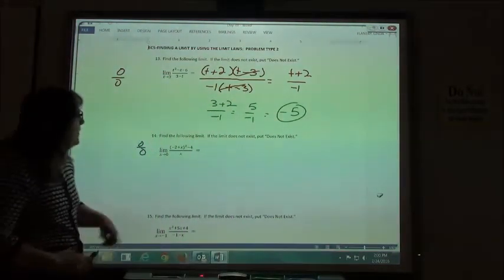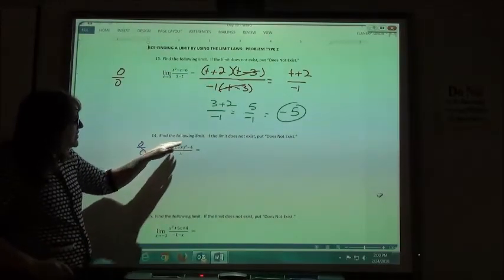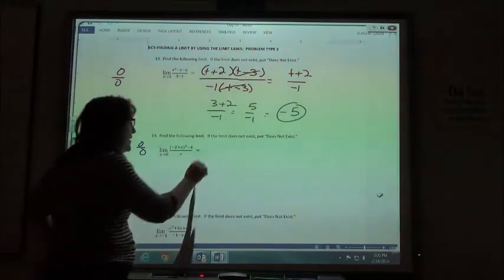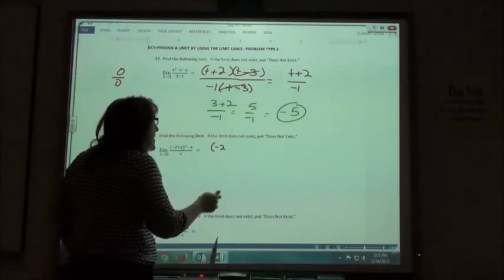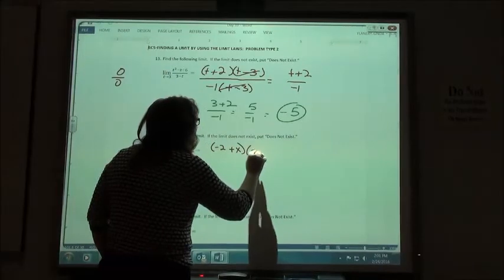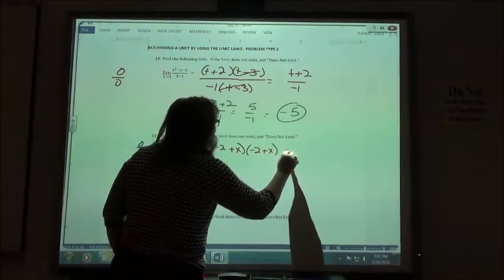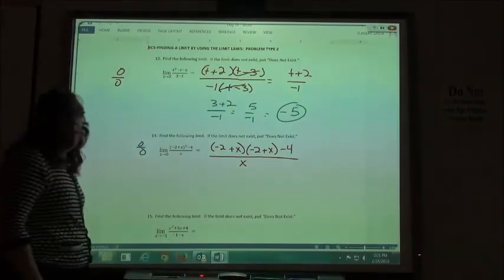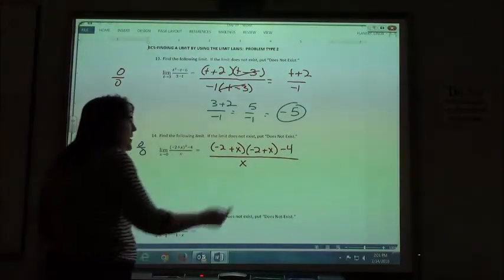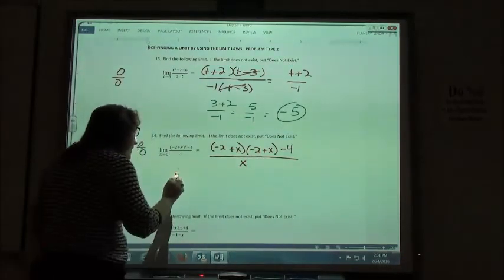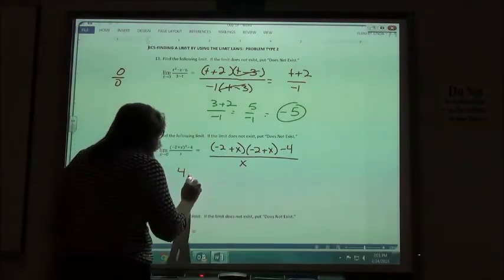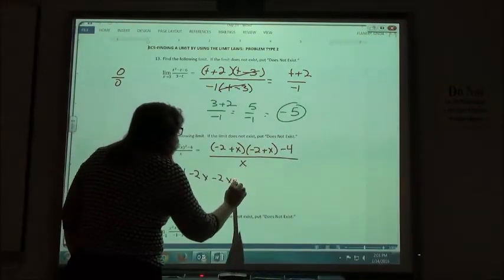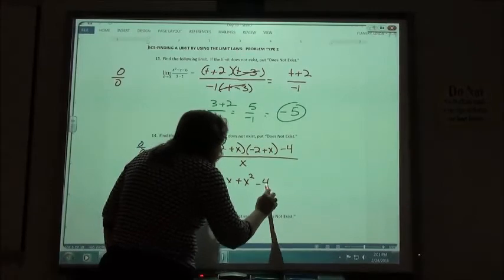Well, this one, I've got this expression. So to simplify it, I first of all have to square my negative 2 plus x. So I'm going to take negative 2 plus x times another negative 2 plus x minus my 4 all over x. So I'm going to FOIL that out and simplify my fraction if I can. So negative 2 times negative 2 would be 4. Negative 2x. Another negative 2x in the middle. x times x is x squared minus 4.